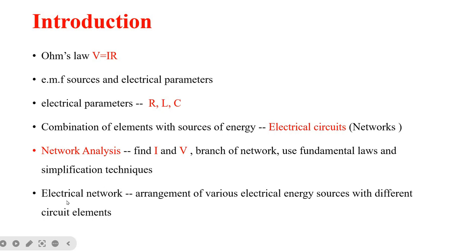So here the first terminology is the electrical network. It is an arrangement of various electrical energy sources such as the voltage or the current sources with different circuit elements, that is the resistor, capacitor and inductor. Resistor, inductor and the capacitor, that is RLC.